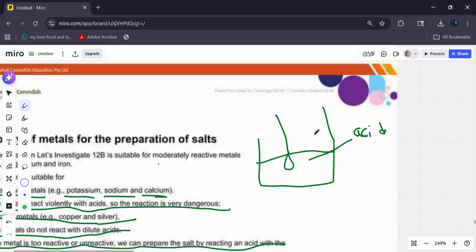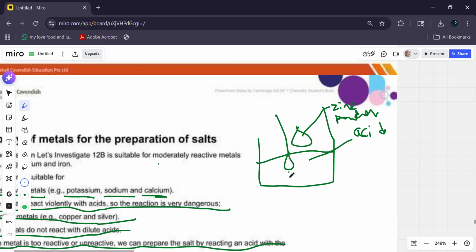Then, with constant stirring, they add the zinc powder, or just say metal powder. They add the zinc powder while constantly stirring until no more reaction occurs with the acid, or no more effervescence is observed. That means when they add the powder to the acid while constantly stirring, effervescence occurs. It is the release of gas bubbles due to the chemical reaction in the liquid.